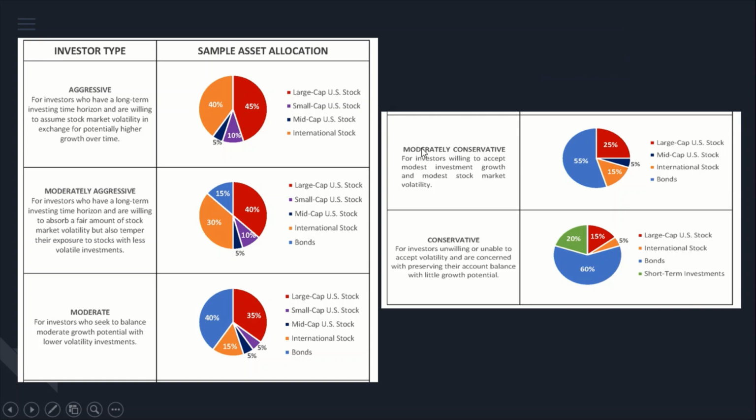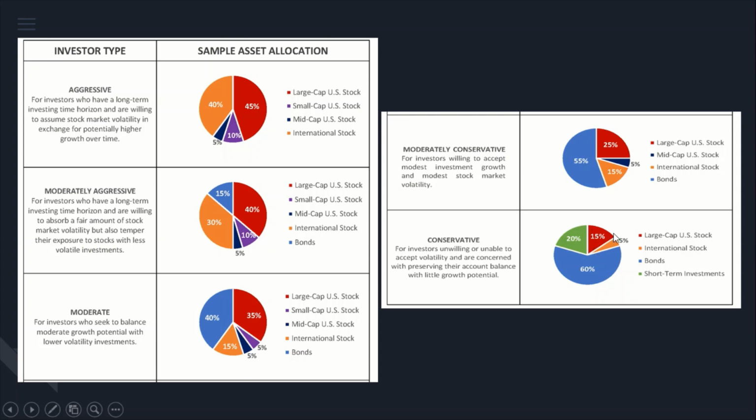Anyway, so these are sample asset allocation for aggressive, moderately aggressive, moderately conservative, and conservative. Okay. So kung titignan nyo, dito sa conservative, kung kanina ang proposed asset allocation dun sa ating risk profile questionnaire ay 90% income, 10% growth, dito naman mas detailed lang ng konti. So 60% bonds, 20% short-term investment. So when we say short-term investment, we are talking of money market instruments.